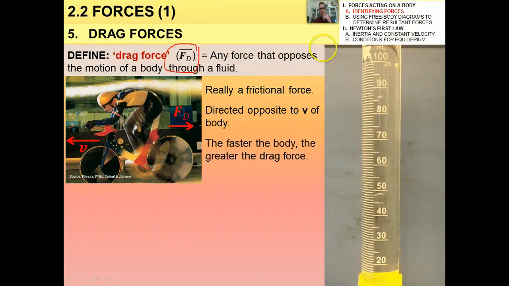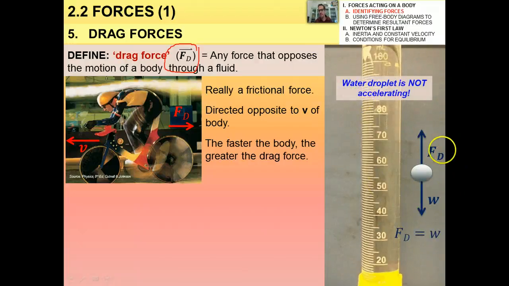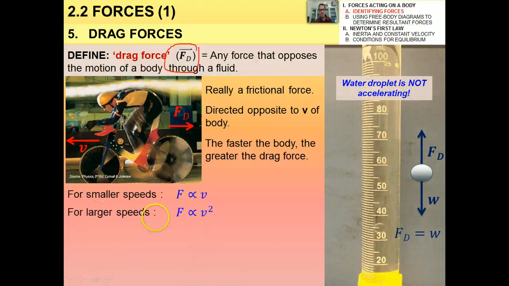This is a cool little experiment that I've done in 9th grade before. We take cooking oil and we put water droplets through it. You can probably see from this video that the water droplets are actually not speeding up. They're not accelerating. So if that's the case, then the drag force upwards has to equal the weight of the drop, or in other words, the magnitude of the drag force equals the magnitude of the weight, only if it's not accelerating. So again, we've gone over this before, the difference between the drag force for smaller speeds and greater speeds.